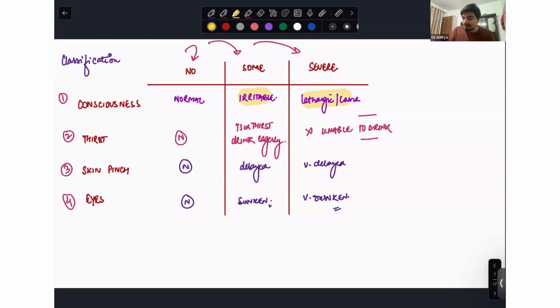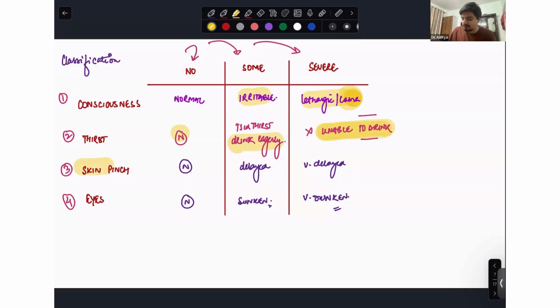As far as thirst is concerned, in no dehydration, thirst is going to be normal. In some dehydration, he was irritated because he's not getting any water. Now, if you give him water, he'll drink that water very eagerly. In severe dehydration, the child was comatose, unconscious. If you give him water, do you think he will be able to drink? An unconscious person cannot drink. So, unable to drink.